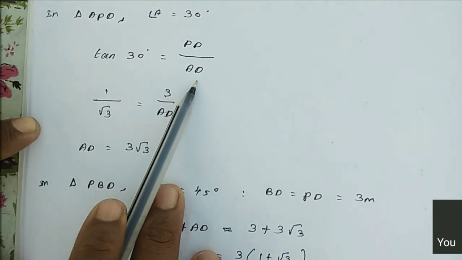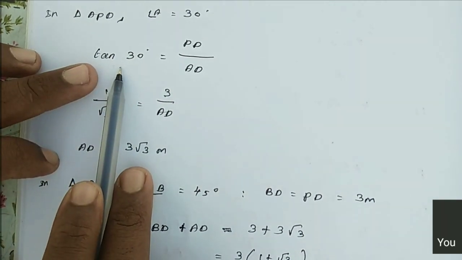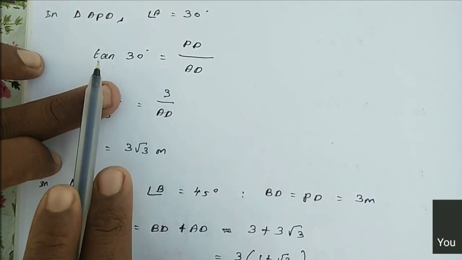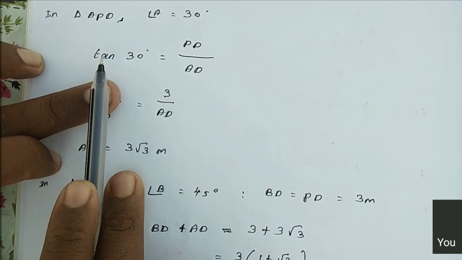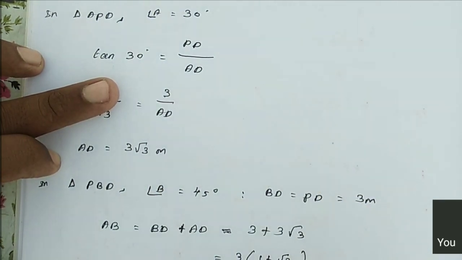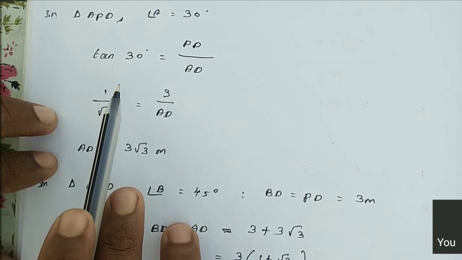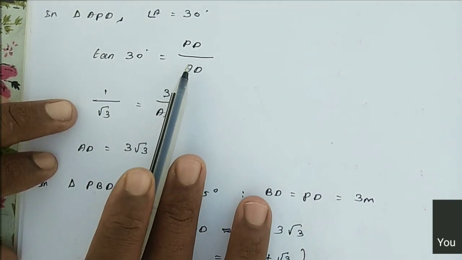Are you clear? Okay. Now you can check the diagram. What is the tan 30 degree value? 1 by root 3. You should be clear with the table. Otherwise, you can make a simple table near the rough column, a ratio table of values for special angles. So 1 by root 3 is equal to the BD value.